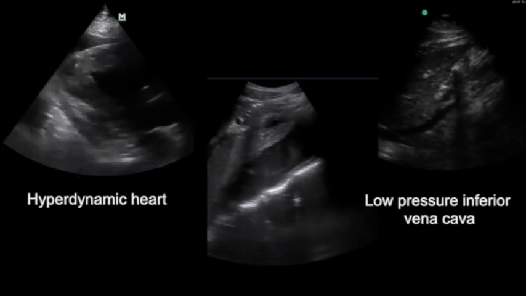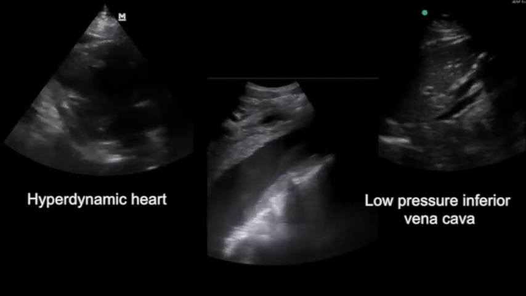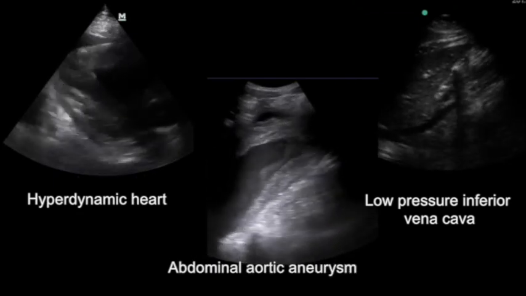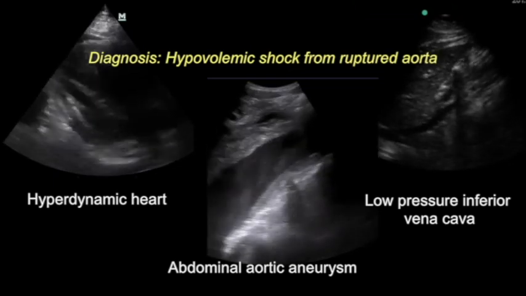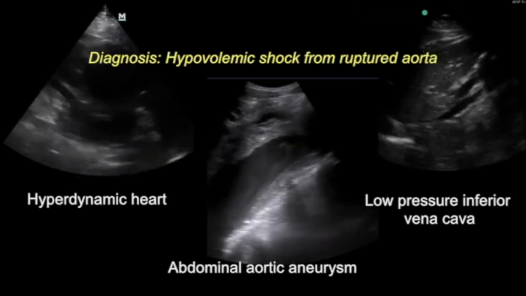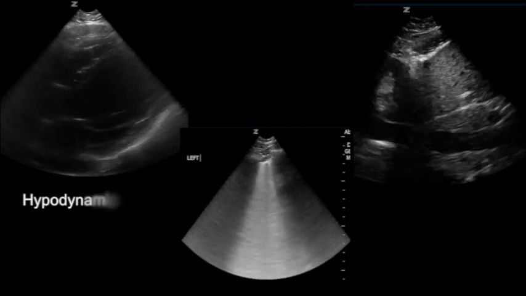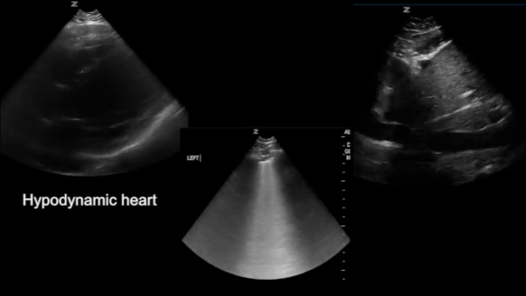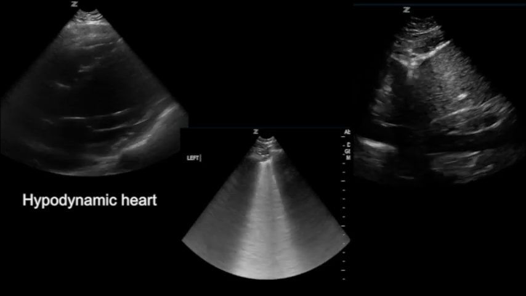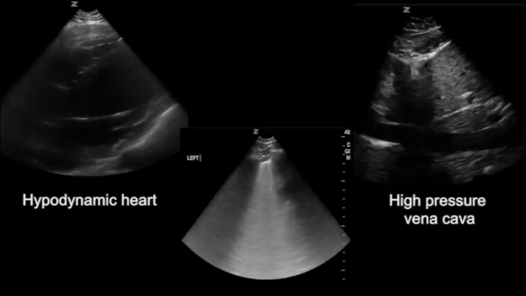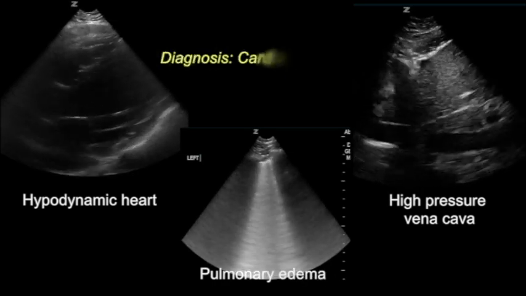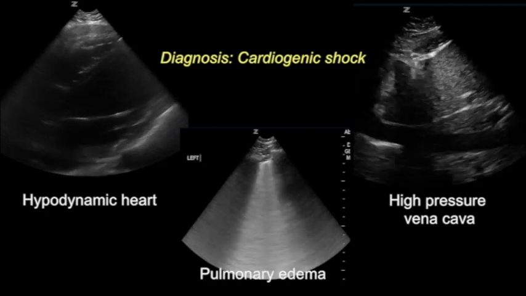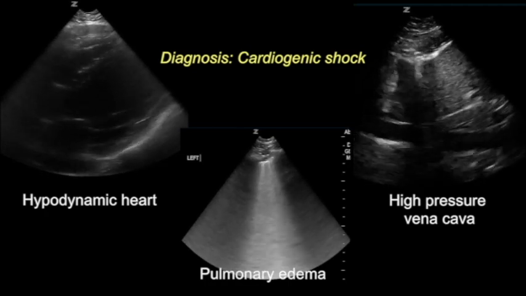a low-pressure inferior vena cava, and an abdominal aortic aneurysm. So this patient has hypovolemic shock from a ruptured aorta. What if we instead see a patient with a hypodynamic heart, a high-pressure vena cava, and pulmonary edema? This patient has cardiogenic shock, and we will initiate a very different treatment.